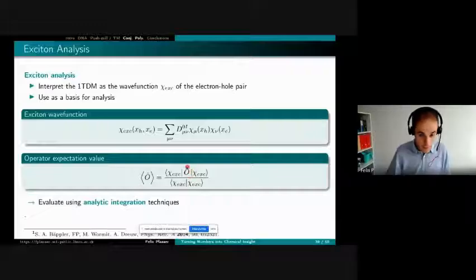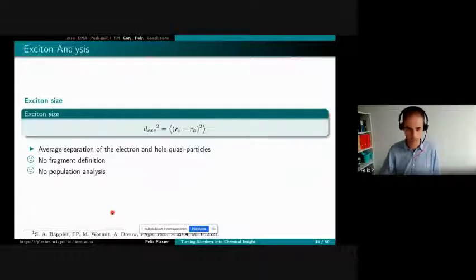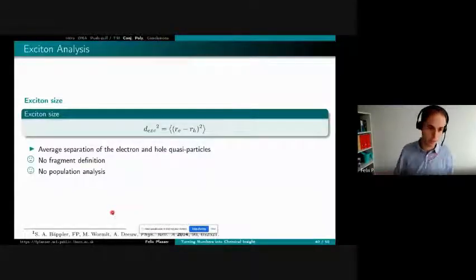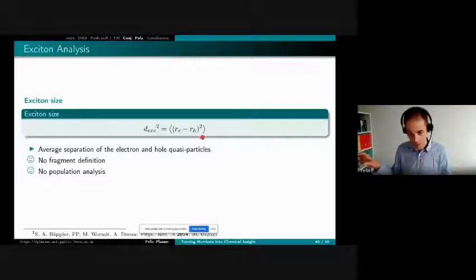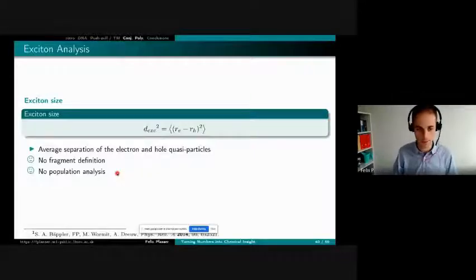Oh, okay. Then we compute the operator expectation values with analytic integration techniques. In this case, I'm not computing the linear electron-hole separation, but the root mean square electron-hole separation, because the linear electron-hole separation will always vanish in a centrosymmetric system, just as the dipole moment vanishes. But this quantity is also well defined for centrosymmetric systems. And as I said, there is no fragment definition or population analysis, which is why I like these descriptors.